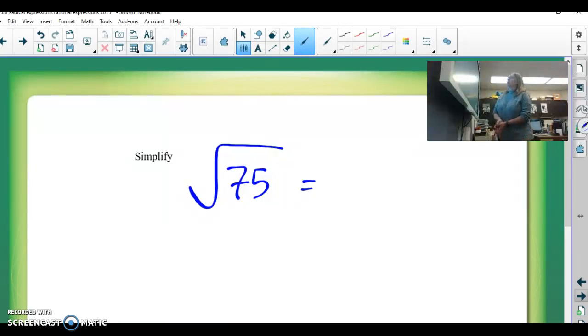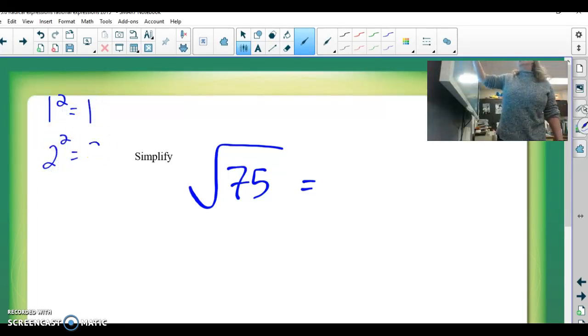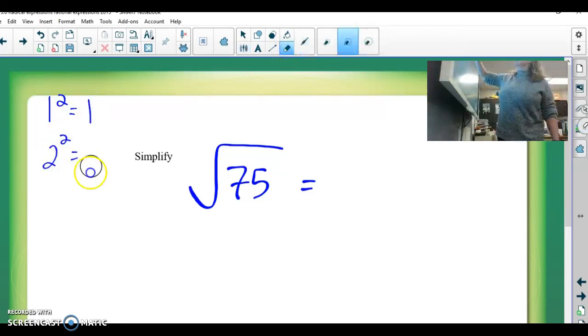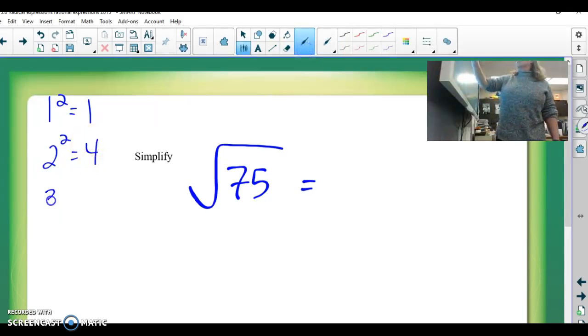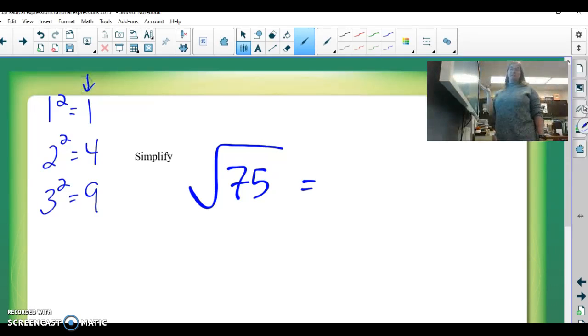Okay, another example here. This is walking backwards a little bit, but if we have to take the square root of 75 and simplify it, what we're looking for is a perfect square that goes into 75. So 1 squared is 1, 2 squared is, I'm sorry, it's 4. 3 squared is 9. So these are my perfect squares over here. I'm looking for the biggest number from this list that goes into 75.